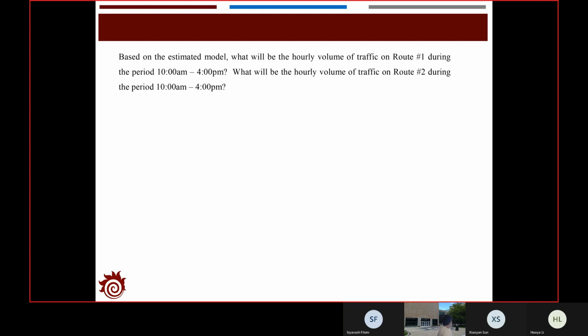From the problem, we want to know the hourly volume on route 1 and route 2 between 10 and 4 p.m. This is the model we calibrated, and it can apply for the trips in both A and B. We care about the trip from A to B, because for both route 1 and route 2, it will be the trip traveling from town A to town B, right?